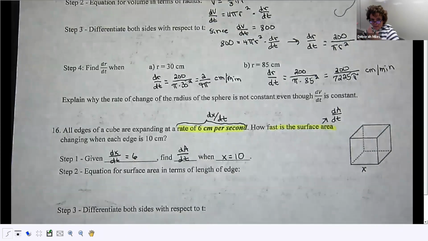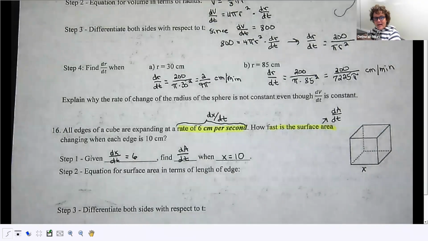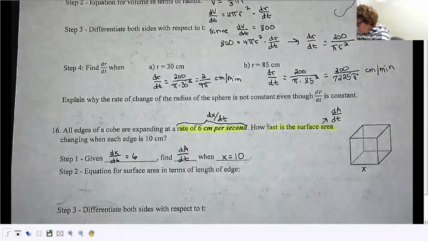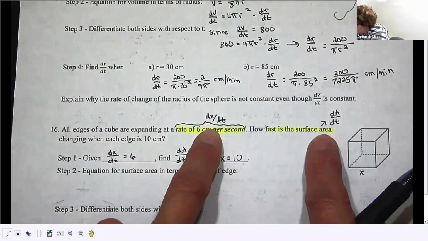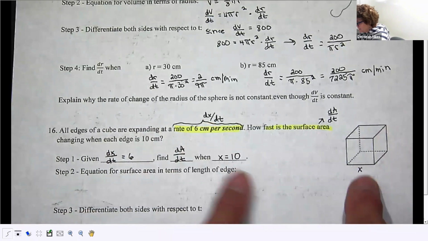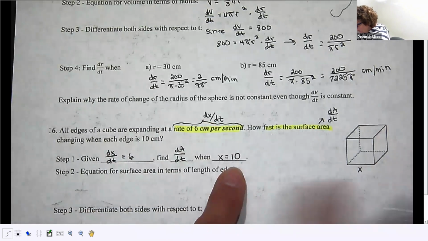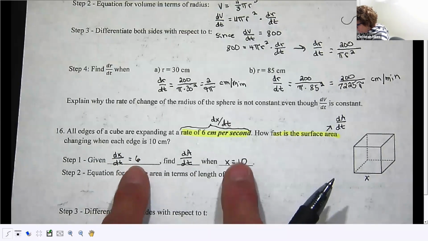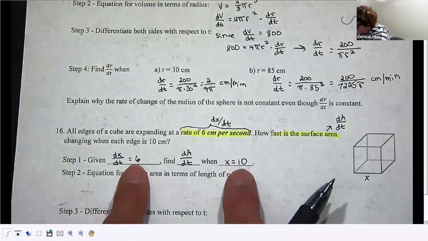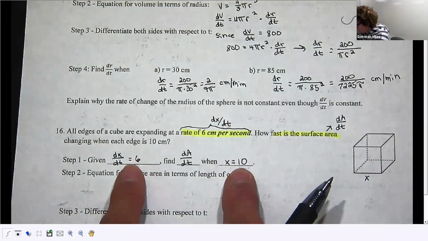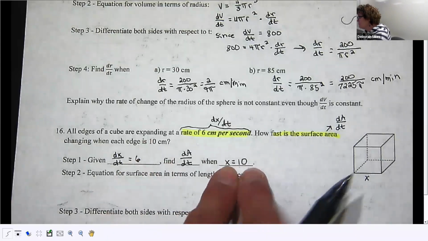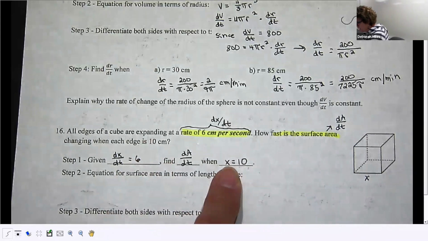Do you see how we converted each phrase of that problem into its mathematical representation? We use something over dt anytime we're talking about a rate. If we're just talking about a length, that's X. Now, which of these things is constant, the 6 or the 10? The 6 is constant. How fast the cube is expanding is constant. That 10 is just some particular moment in time.